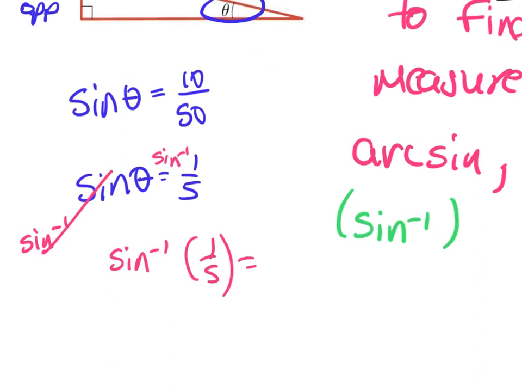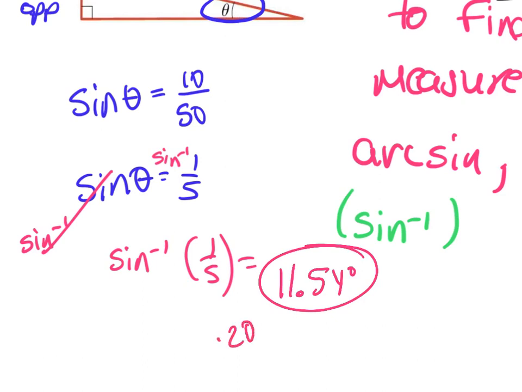What are you guys getting? 11 point what? 54 degrees. Now, if you were in the wrong mode and you did it in radians, you would get an answer of 0.20135. Guys, does that make sense that an angle measure is 0.2? The measure of an angle that you're looking for is 0.2. Does that make sense? No.